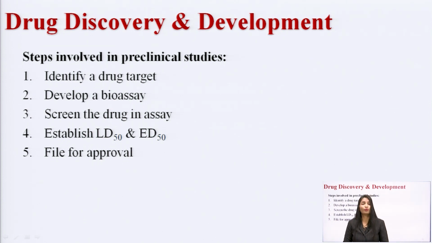After you have identified the new compound, you have to check the target also. So, you have to identify the drug target, and the next step is to develop a bioassay. So, what is a bioassay? It is a biological assay where you can determine the potency of a drug, which will be discussed in detail in your next coming semester.